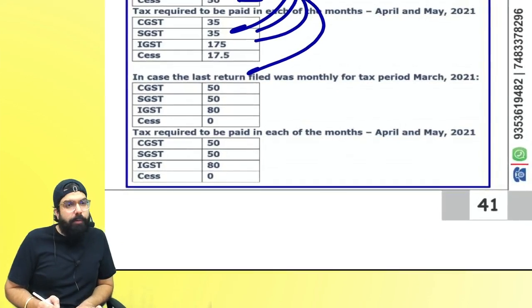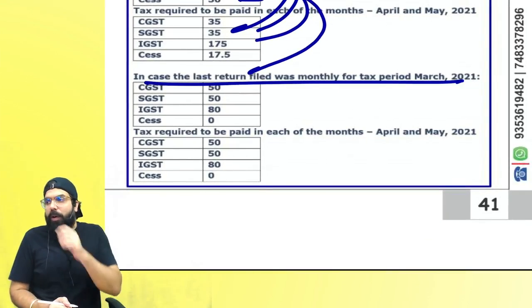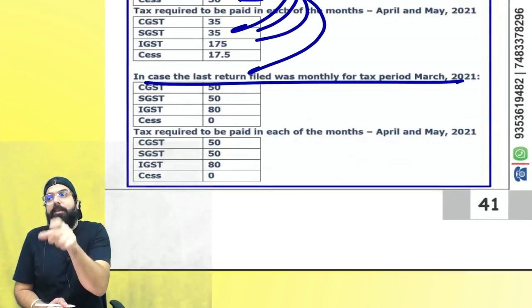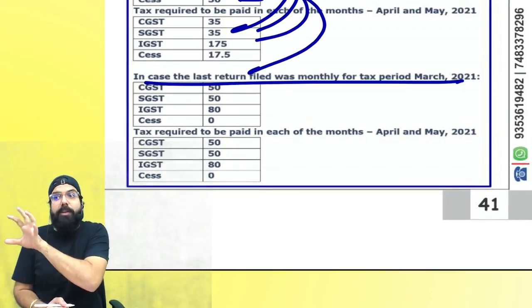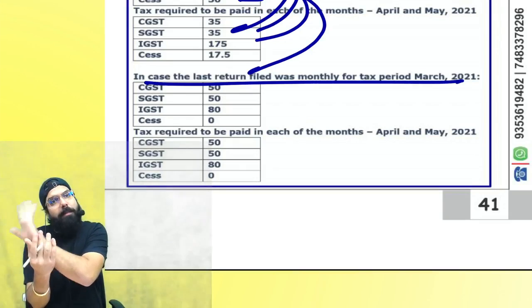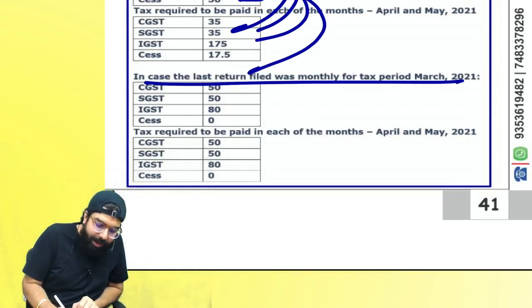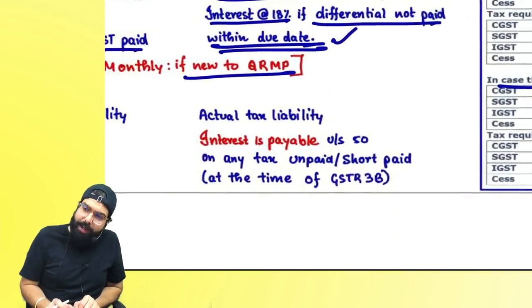Right, everyone? If in the previous quarter you had opted for monthly and were paying taxes monthly, then you have to look at the previous month of this quarter, because in the previous month you were filing the monthly return only. So whatever tax was paid in cash, 100% of that has to be paid, right, everyone?